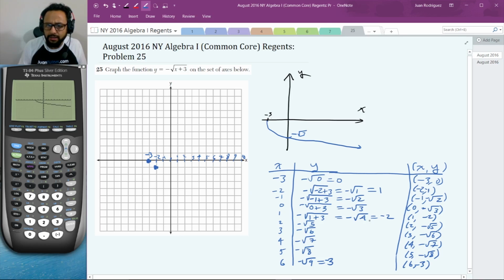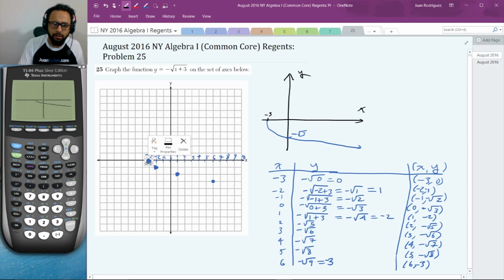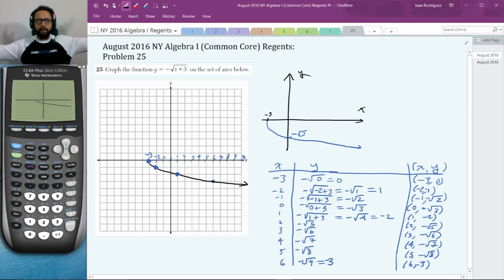And then the next one that I see clearly is 1, negative 2. And then I see the point 6, negative 3. And hopefully you see enough to see that that's a sideways parabola. So I'm going to go back to my black ink and draw the sideways parabola. Okay, there's my graph, and I'm totally done with the problem.